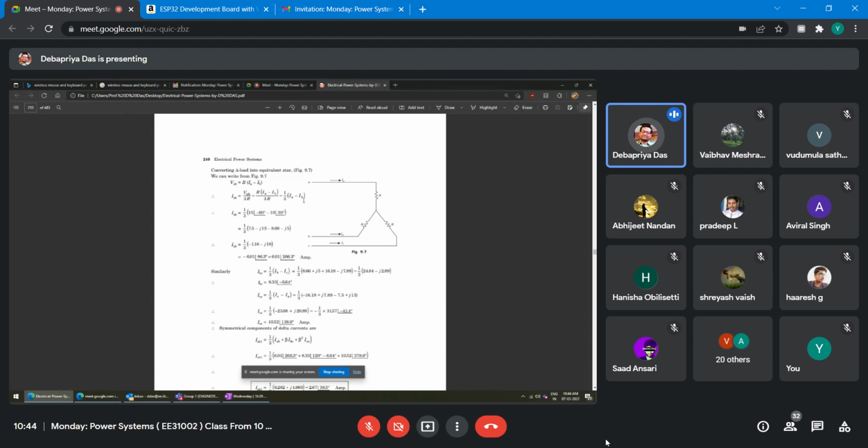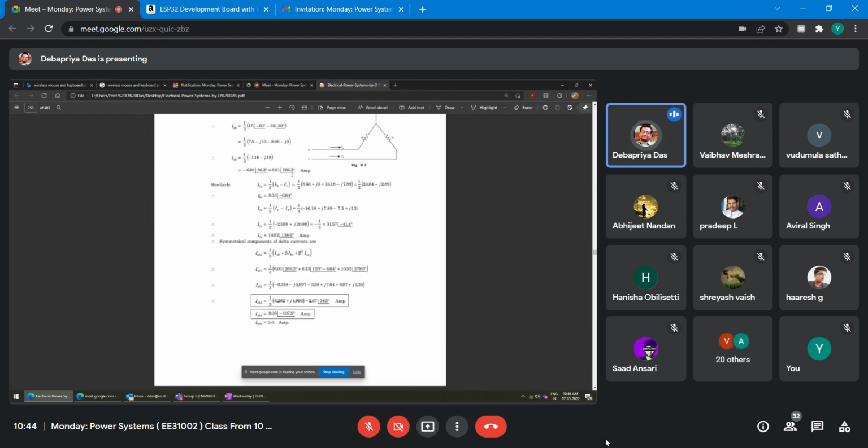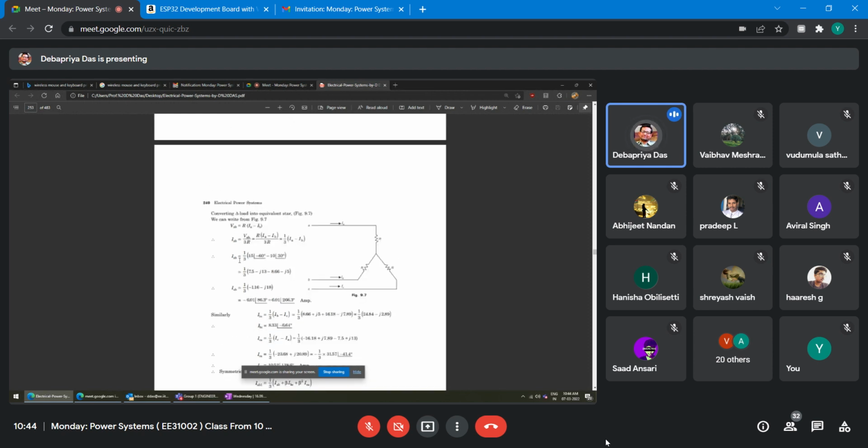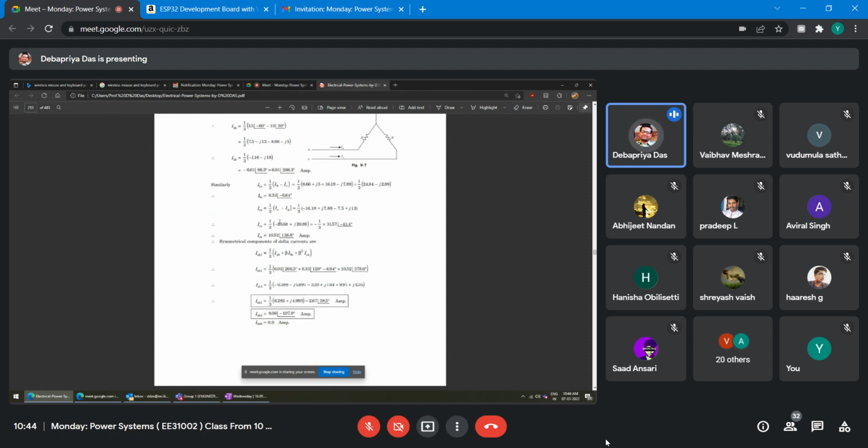So you know IA, IB, right? So IAB you can get it. Similarly, IBC will get it the same way, IB minus IC. Here IAB means 1/3 (IA minus IB), right? Similarly IBC means 1/3 (IB minus IC), right?